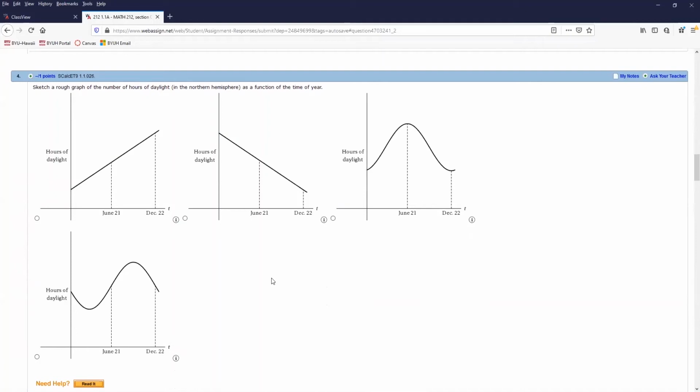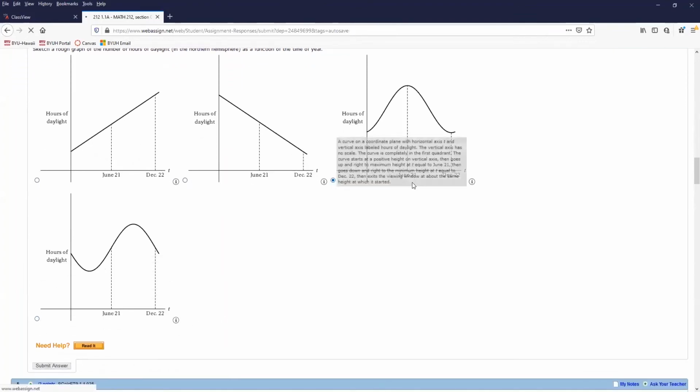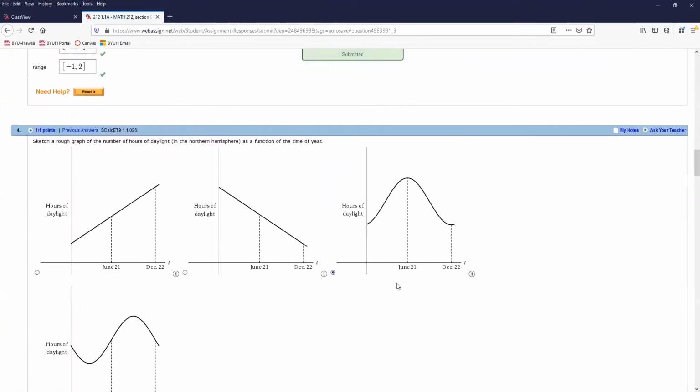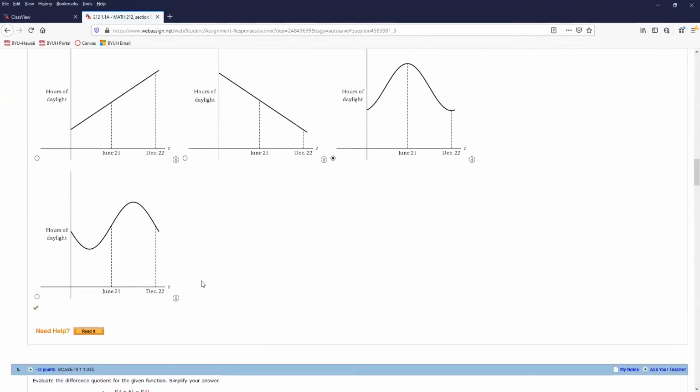Which one do you think? Which graph? You guys want to take a guess at it? The third one. Yes, that's going to be that one, because in June is the most sunlight. Oh, where's my green check mark? Oh, there it is right there.